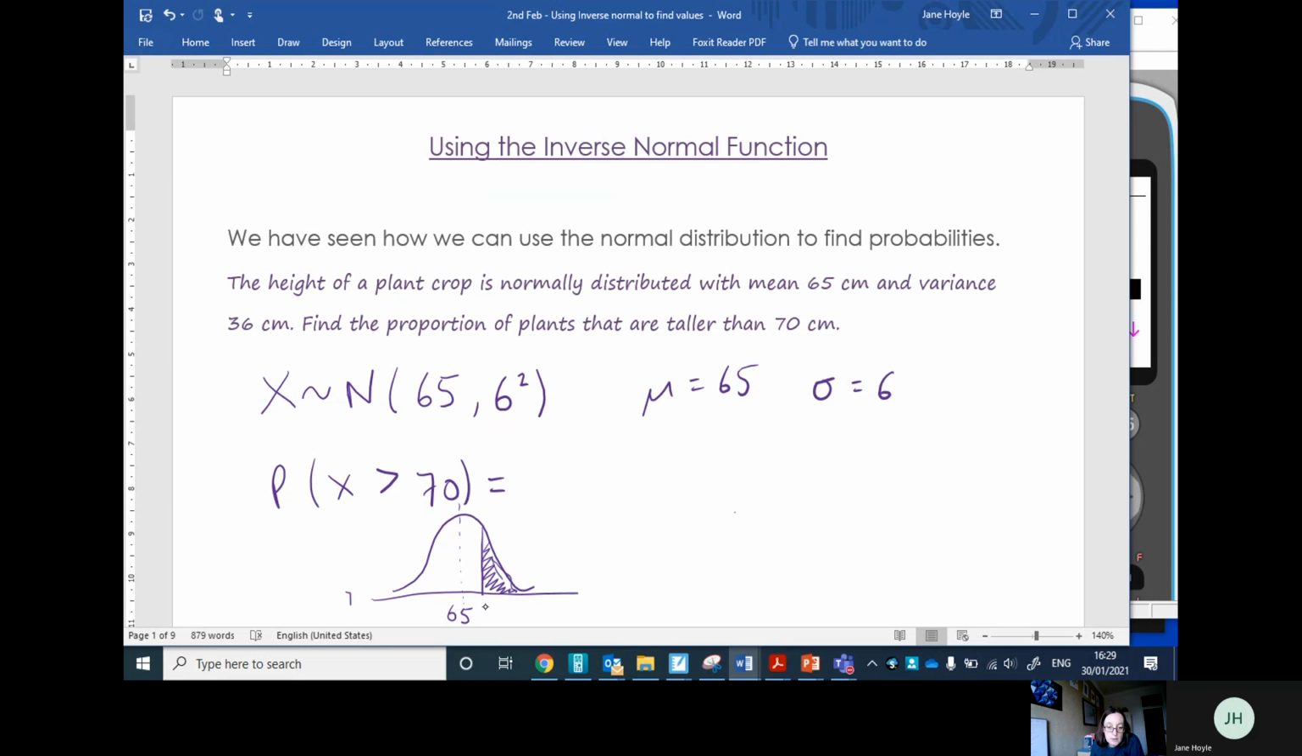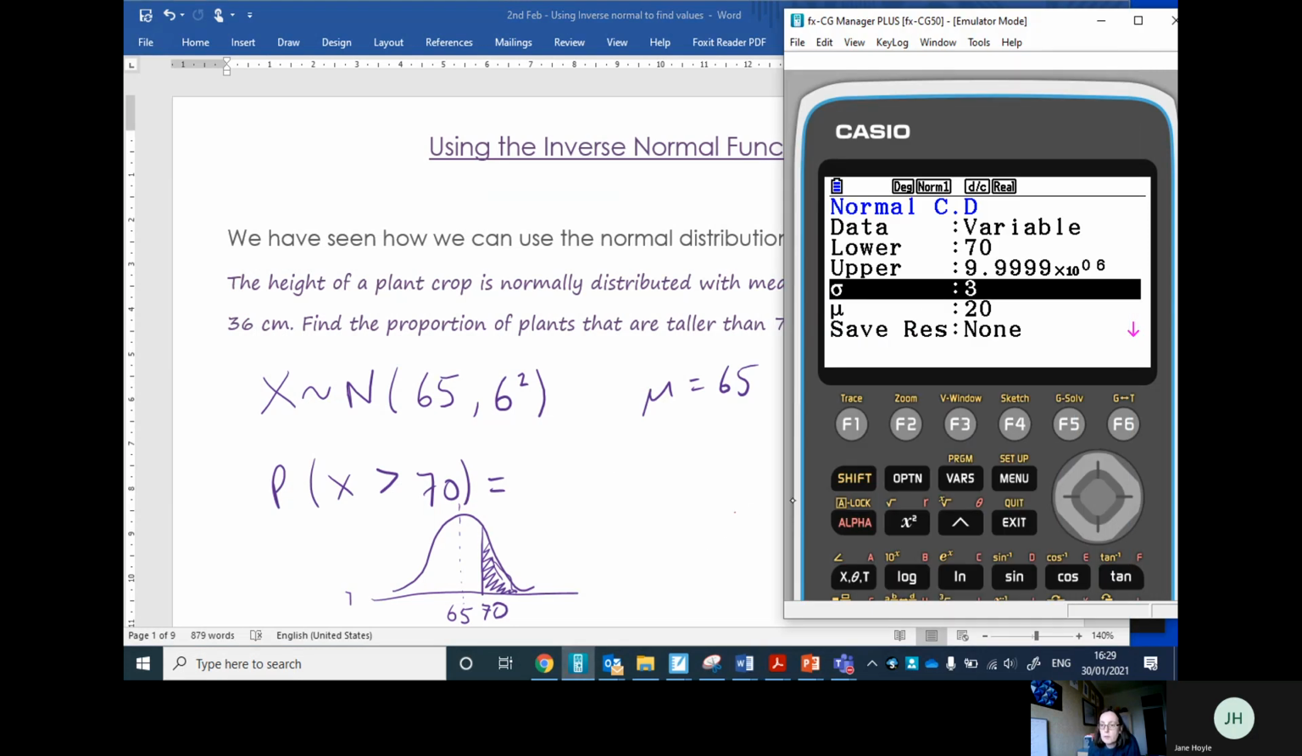And it gives you an idea of what's going on. It gives you a feeling as well as to how big it is. All right, so I know I'm looking at an answer less than a half. I don't know, 0.3 maybe, but it means that we can have a quick check: if we get an answer of bigger than a half, we know we're wrong. So I want 6 there for my standard deviation, and then I want 65 in there. So my lower is 70, my upper bound, I just type in a really big number.